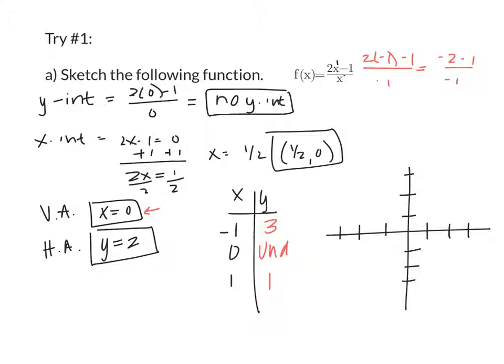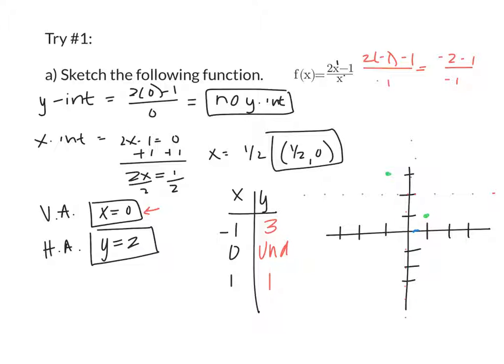all right, there's no y-intercept. The x-intercept is at 1/2, 0, so that's about here. The vertical asymptote is at x equals 0. So that's the y-axis. And then the horizontal asymptote is at y equals 2. And if we continue to plot just a few more points, we have the ordered pairs -1, 3, so that's up here. 0 is undefined, and 1, 1.